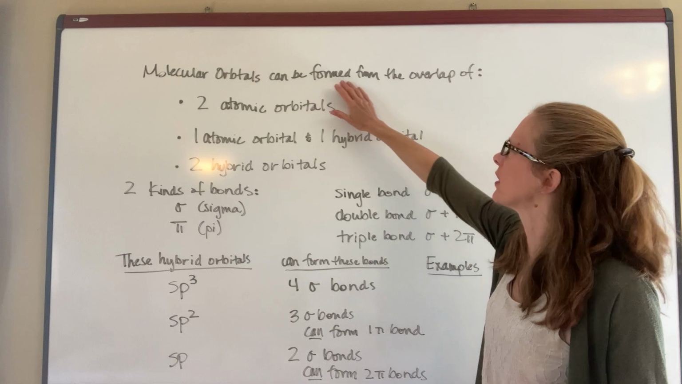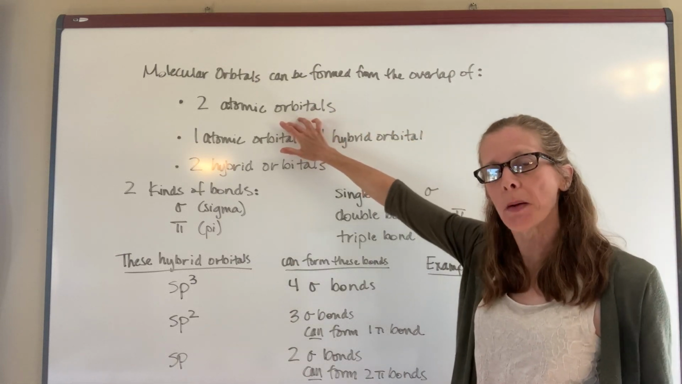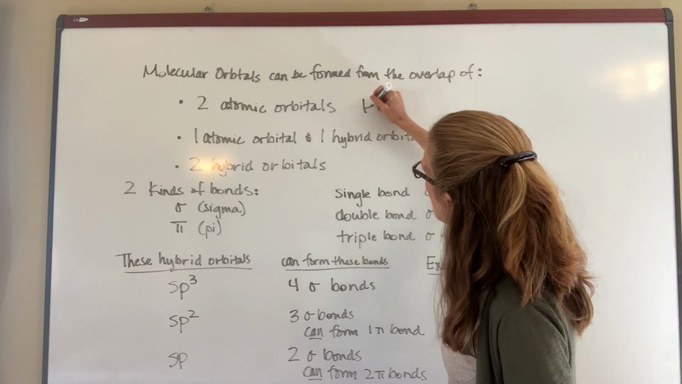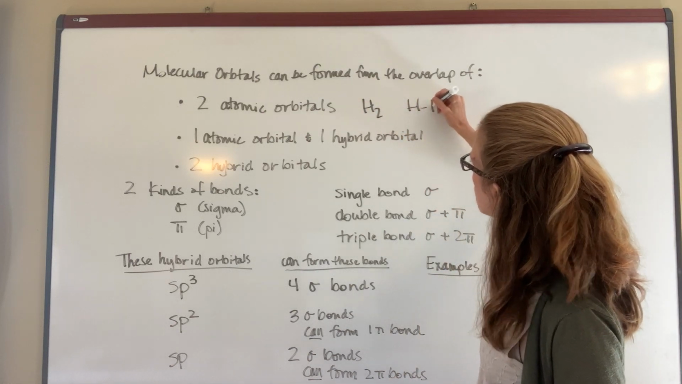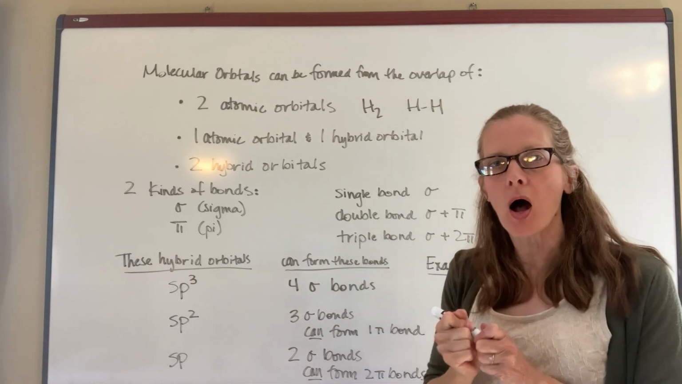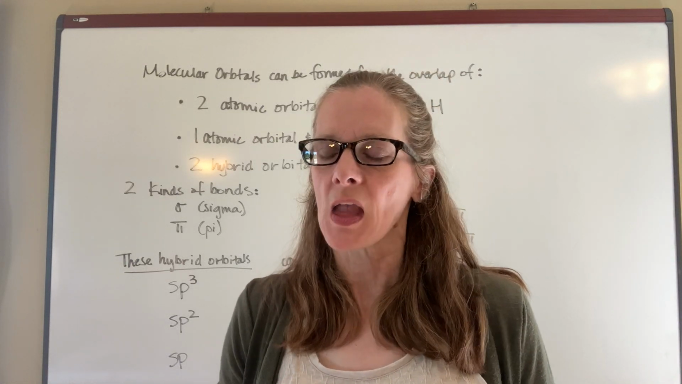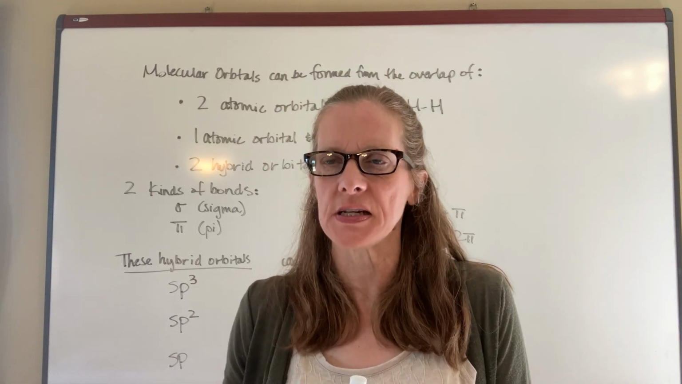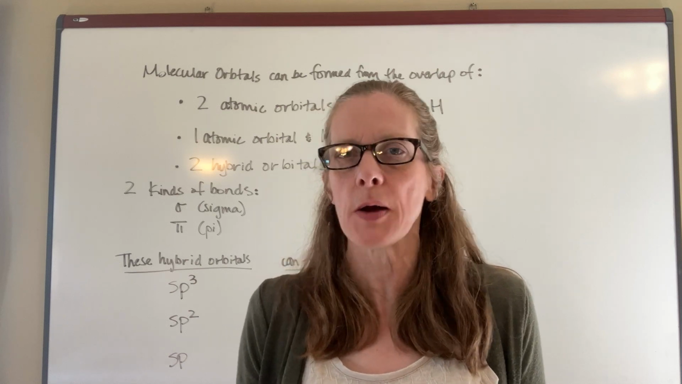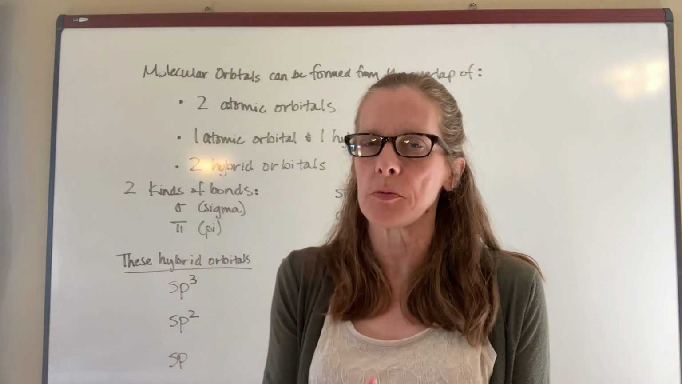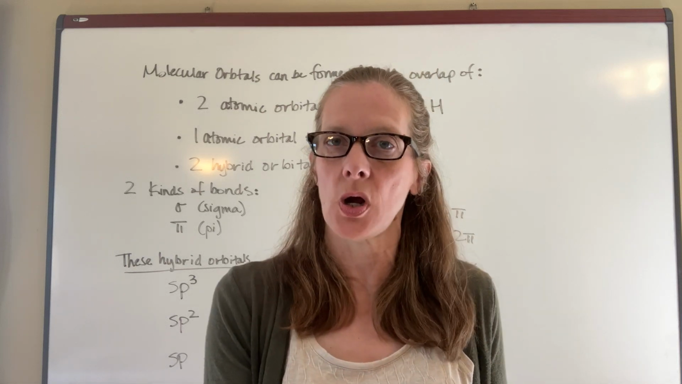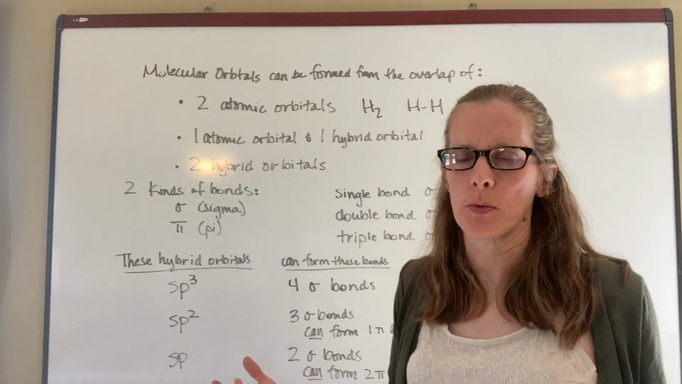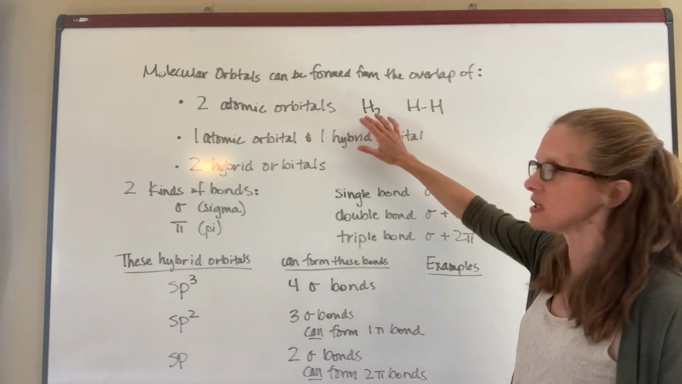So molecular orbitals can be formed when you have 2 atomic orbitals that overlap. An example of that is going to be in an H2 molecule where you have a hydrogen-hydrogen bond. If you recall, hydrogen only has 1 electron, and so therefore it doesn't have any electrons in any other orbitals that it is going to hybridize. The only orbitals that are going to be hybridized are the ones where the valence electrons are. And so because this only has 1 electron, it's not going to have any orbitals to hybridize. So these are going to be only atomic orbitals.